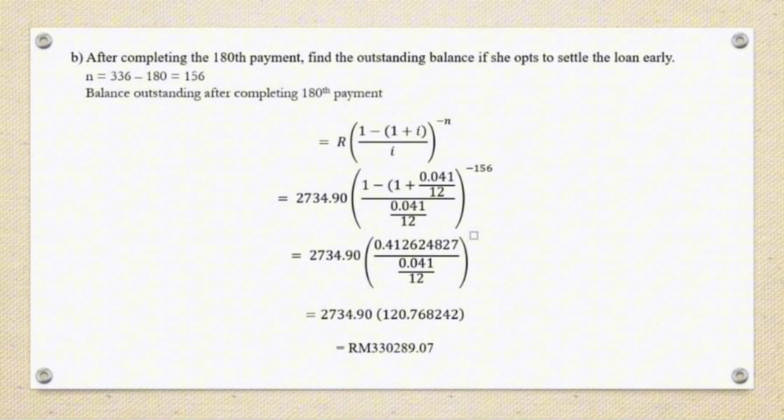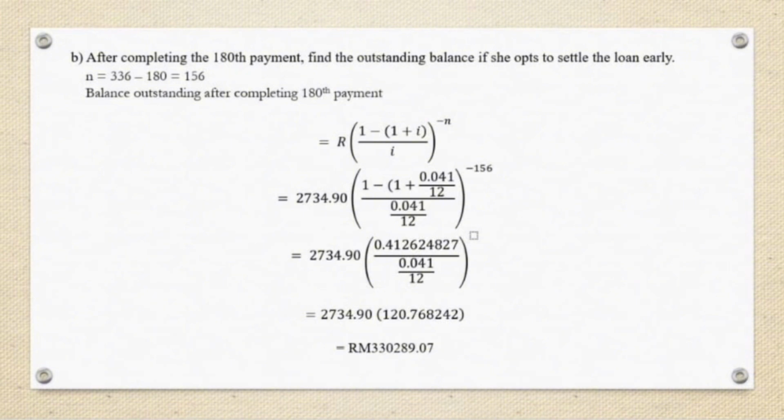Since we have calculated the amount of R in the previous question, we can just plug the value into the formula. R times (1 minus (1 plus I) to the power of negative n) over I, which is 2734.90 times (1 minus (1 plus 0.041 over 12) to the power of negative 156) over 0.041 over 12.